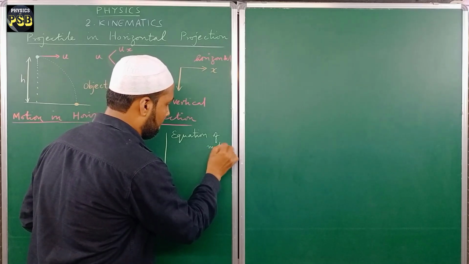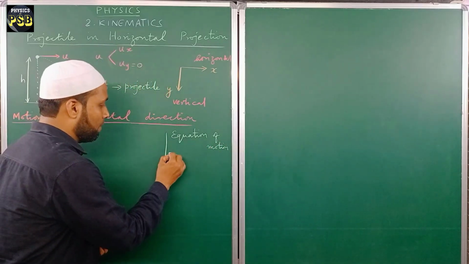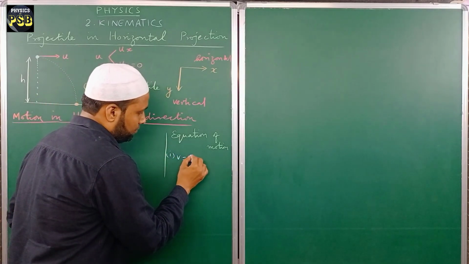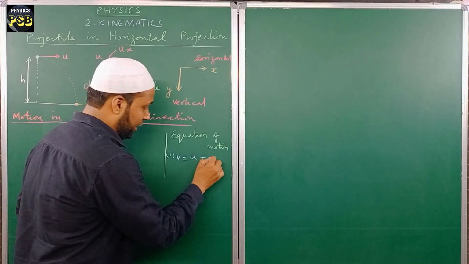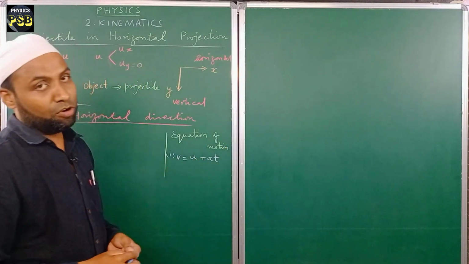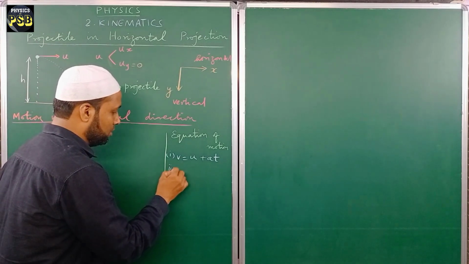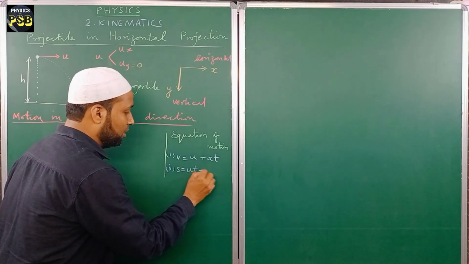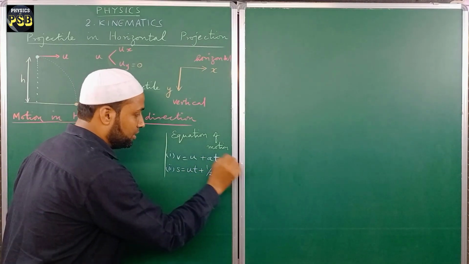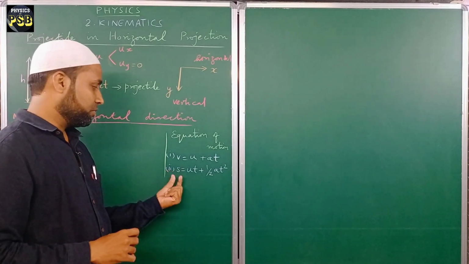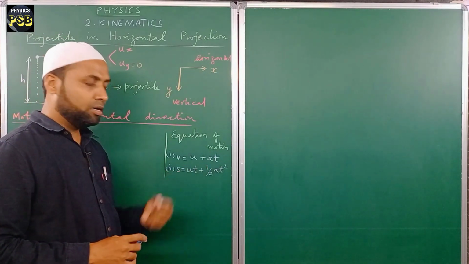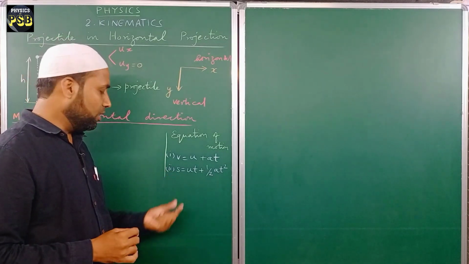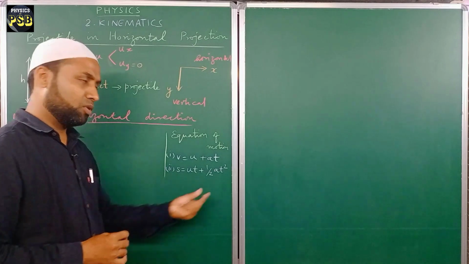Equations of motion. Now I have made a separate video on this. The first equation of motion is v equals u plus at. It relates the velocity and time. The second equation of motion is s equals ut plus half at square. It relates the position of the object with the time at any given time, or we can simply say it relates the displacement with the time.